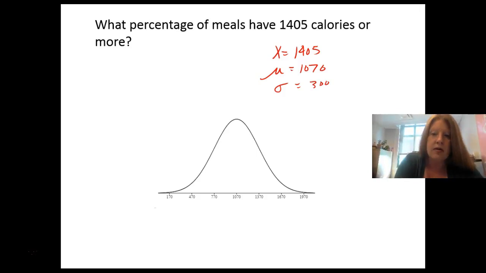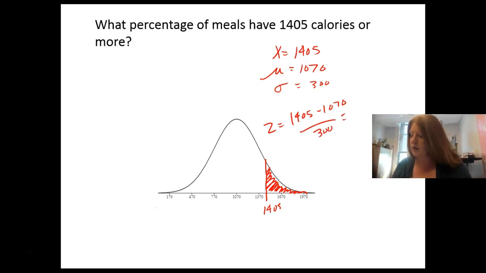Again, 1405 we know is going to be over here someplace. And we want to know what is greater than this, 1405 or more. So let's start by converting 1405 to a z-value. We'll see what we end up getting here. So when I worked through this, I got approximately 1.1. Again, it's important to show your work. It's important to round to exactly one decimal place when you're working with z-scores.